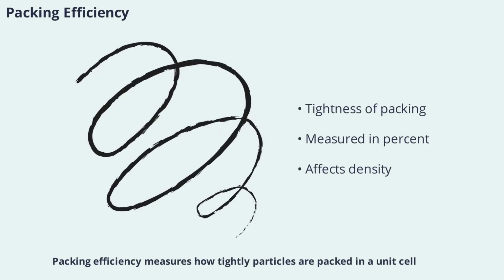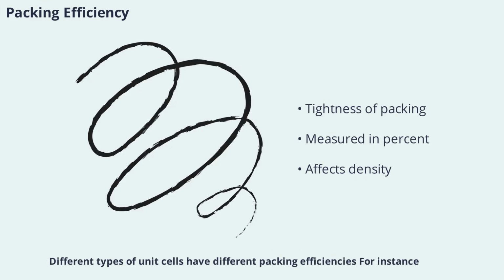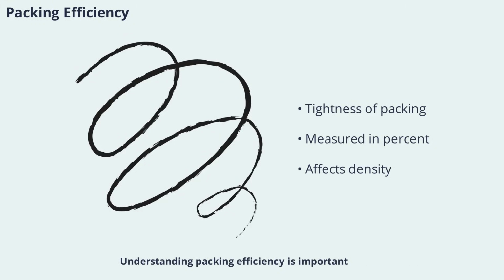Packing efficiency measures how tightly particles are packed in a unit cell. It is expressed as the percentage of space occupied by the particles compared to the total volume of the unit cell. Different types of unit cells have different packing efficiencies. For instance, face-centered cubic structures have the highest packing efficiency among the common types, making them denser and more stable. Understanding packing efficiency is important for predicting the properties of materials.